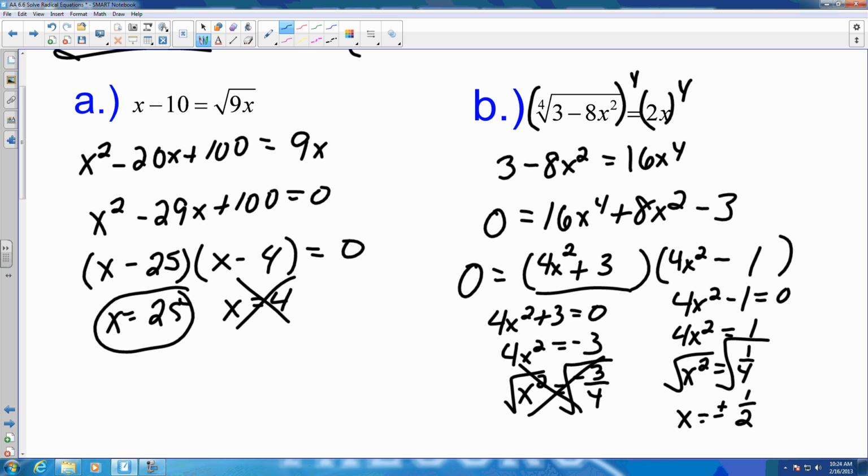So let's try these values here. If I took positive 1/2, positive 1/2 squared, going back to the original equation, will give me 1/4. 1/4 times 8 is going to give me 2, so 3 minus 2 gives me 1. The fourth root of 1 is 1. And if I go to the other side of the equal sign, positive 1/2 multiplied by 2 gives me 2.